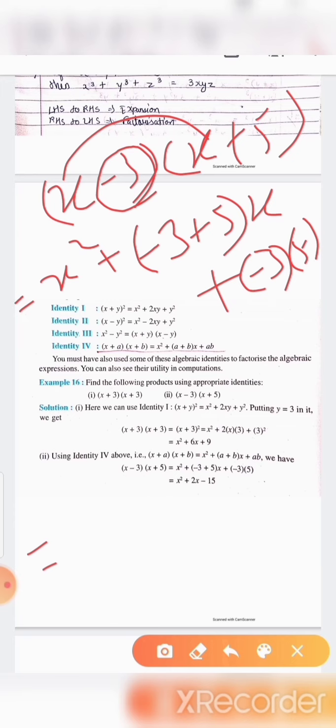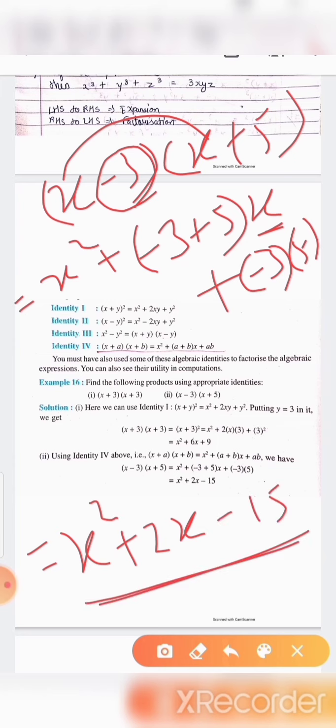Simplifying this step, we get x square plus 2x, because minus 3 plus 5 is 2. And last, minus 3 into 5, minus times plus is minus, so 3 fives are 15, giving minus 15. So x square plus 2x minus 15 is the product of our two brackets.